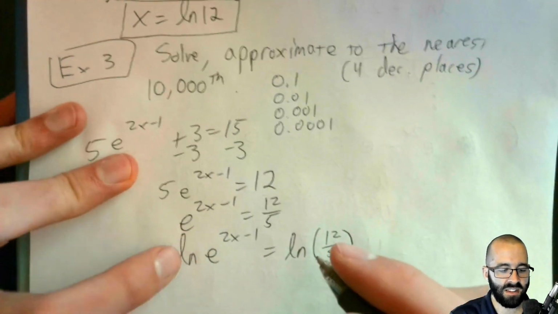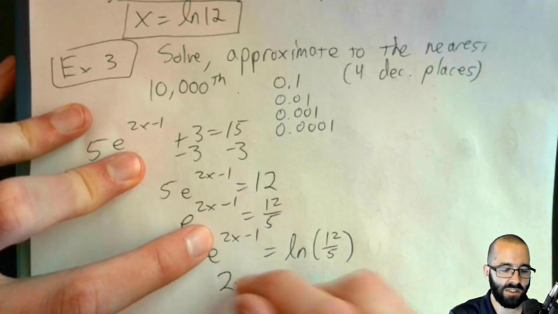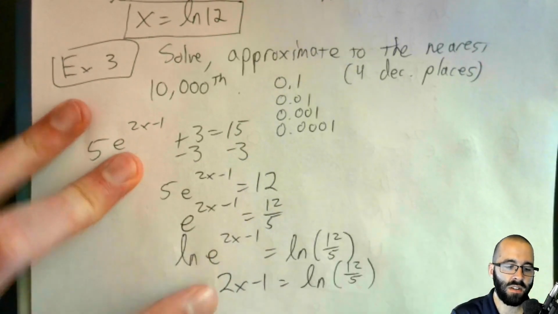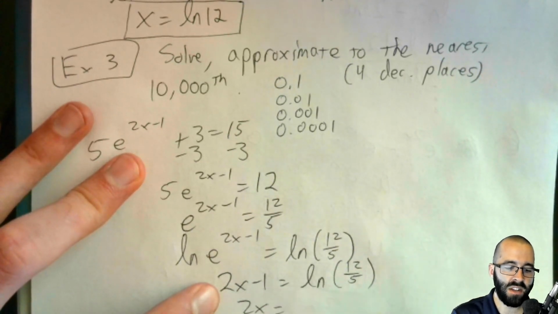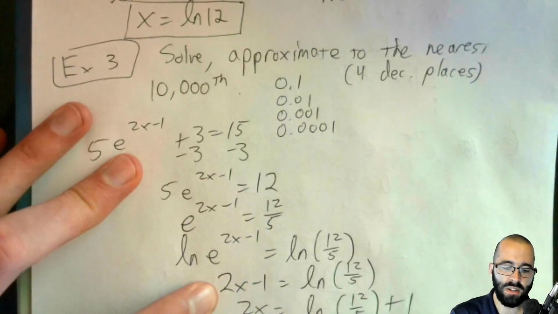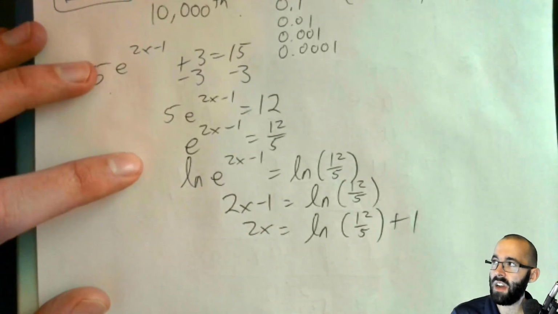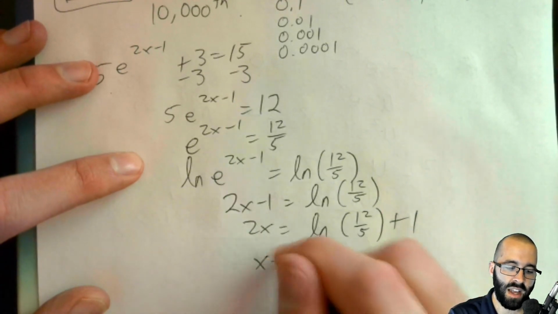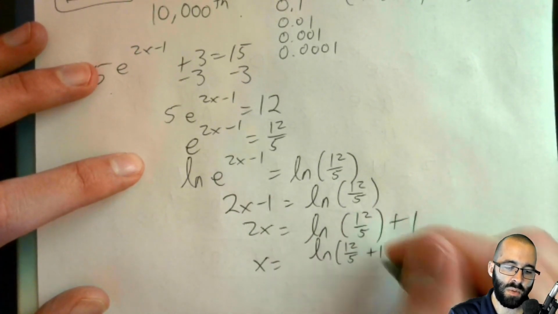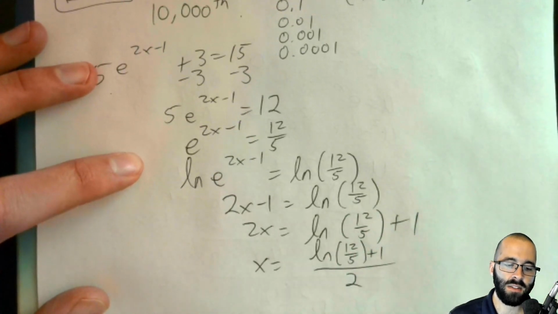So left-hand side, these cancel their inverse functions. We're just left with 2x minus 1. Right-hand side, we're going to leave alone for a bit. Add 1 to both sides. You get the natural log of 12 fifths plus 1. And divide by 2. So x is going to equal the natural log of 12 fifths plus 1, all divided by 2.